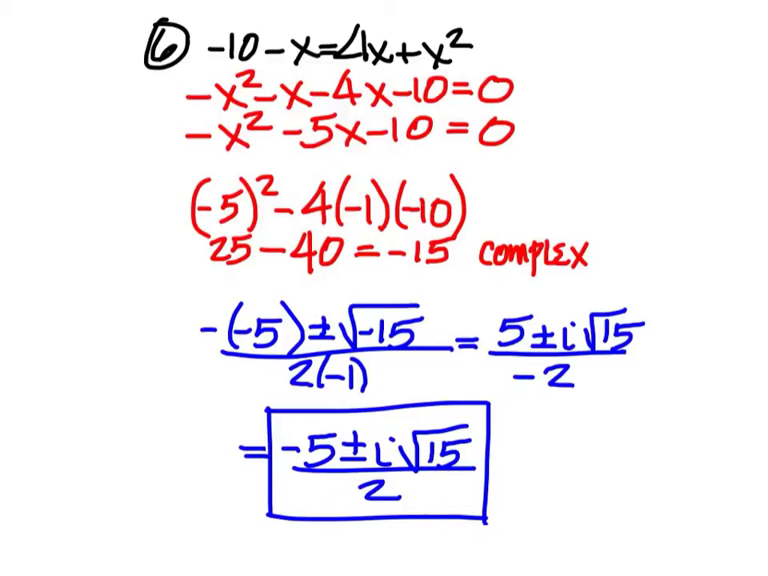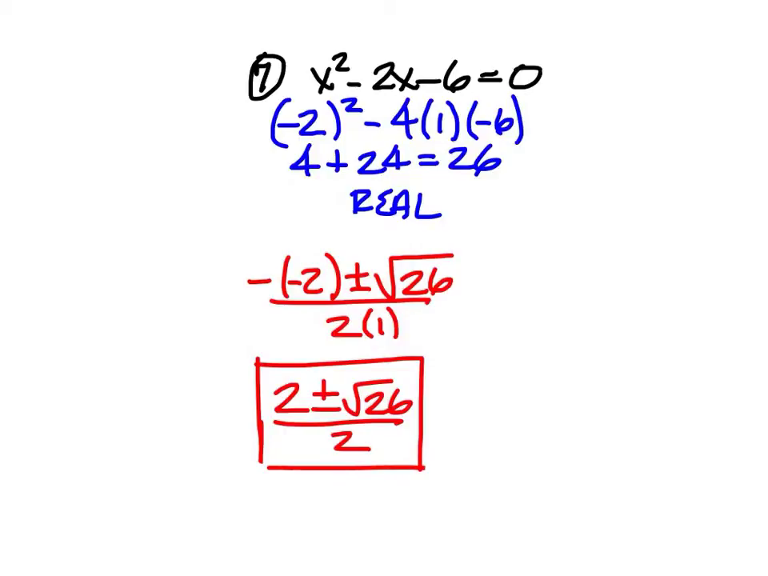6 is negative 5 plus or minus I, square root of 15 over 2. And notice this was one of those problems where there was a negative in the bottom. We divided everything by a negative. This still stayed the same. 7 is 2 plus or minus square root of 26 over 2. Remember, you can't simplify this because you can't divide the square root of 26 by a 2 and get square root of 13. That's not legal.